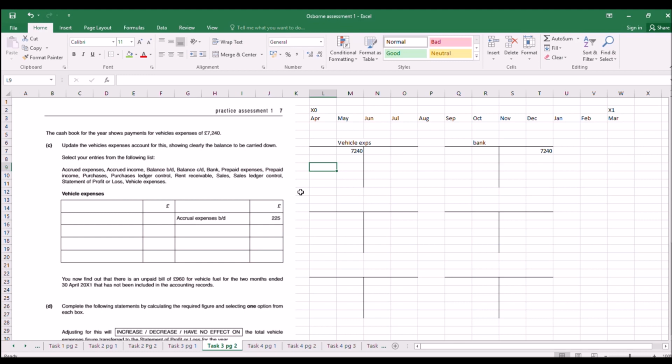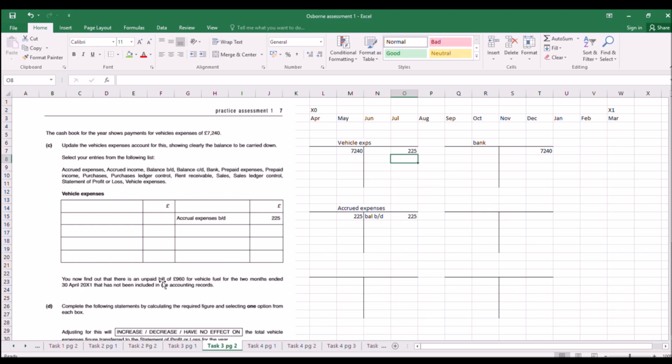Okay, so we've got, oh right, we also have some kind of accruals. Accrued expenses. And what happened here is that we had some brought forward balance brought down, and on the 1st of April we went debit that, and we went then credit the vehicle's expenses account.